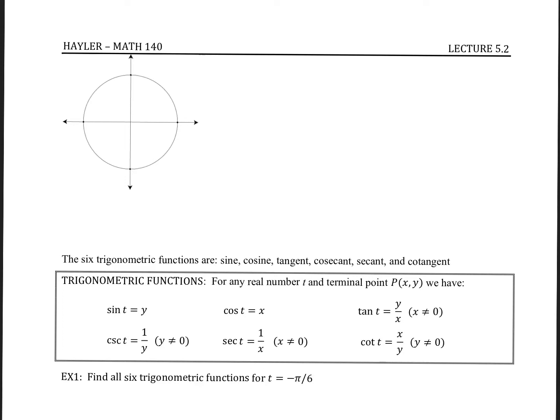Right, welcome to lecture 5.2. So now we are looking at the trigonometric functions. Before, we were using the different x and y points on the unit circle, and now we're going to use those with the trigonometric functions. These are some definitions on the values we get from the unit circle.